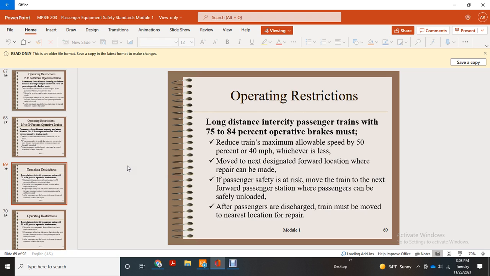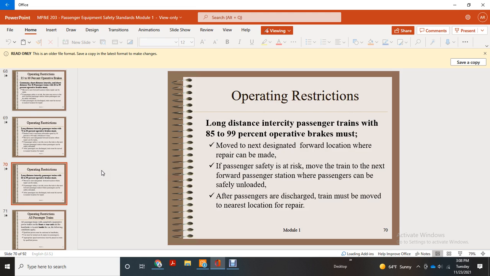Operating restriction: a long-distance intercity passenger train with 75 to 84% operative brakes must reduce the train's maximum allowable speed by 50% or to 40 miles per hour, whichever is less. Move to the next forward location where the repair can be made. If passenger safety is at risk, the train may be moved to the next forward passenger station where the passengers can be safely unloaded. After the passengers are discharged, the train must be moved to the nearest location for repair.